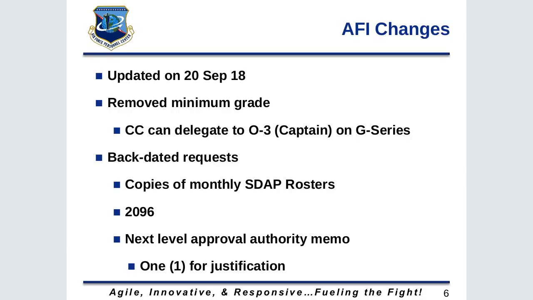Backdated requests more than 90 days now require the following information to be sent to AFPC, Total Force Service Center, SDAP, DP1, SSB via CMS. A signed copy of each certified monthly SDAP roster for the entire backdated period, a completed and signed Air Force Form 2096, and a justification memorandum from the next level approval authority. Example, if a squadron requests backdated SDAP, the justification memorandum is from the group commander. This is the case regardless if the squadron commander delegated authority.